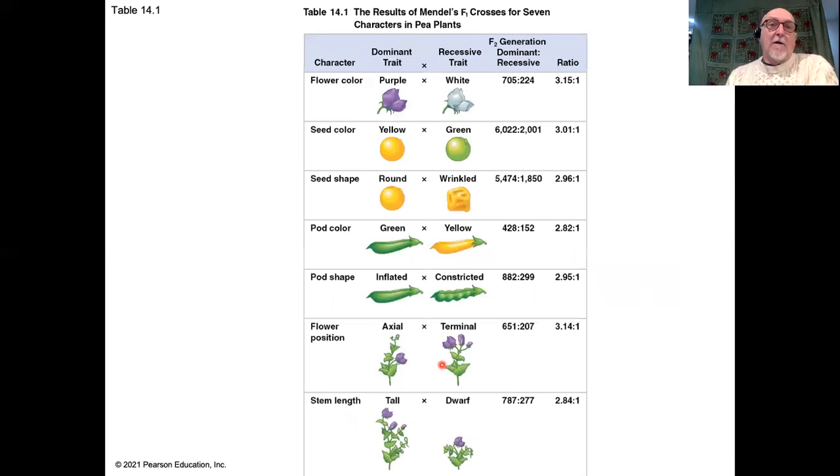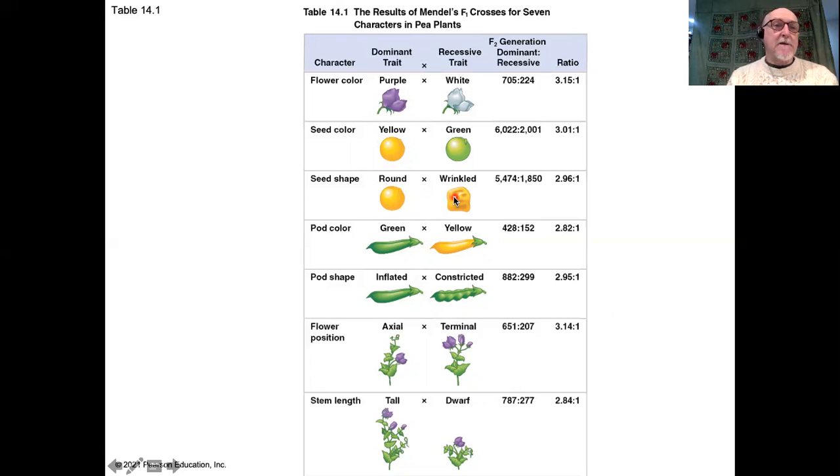So here are all the characters which Mendel looked at, and all of them share this characteristic that they're either on or they're off. So there's a clear dominant and a clear recessive for each of these characters. One we've seen already, purple and white flowers. He looked at seed color. Seeds could be yellow, that was the dominant, or green, that's the recessive. You could look at seed shape. Either they're smooth or they're wrinkled.